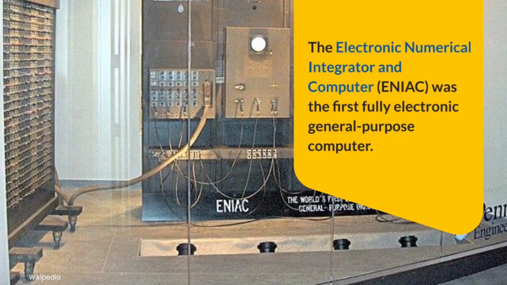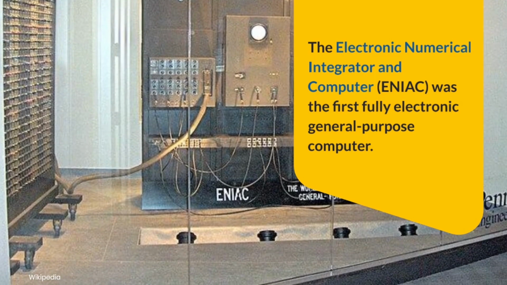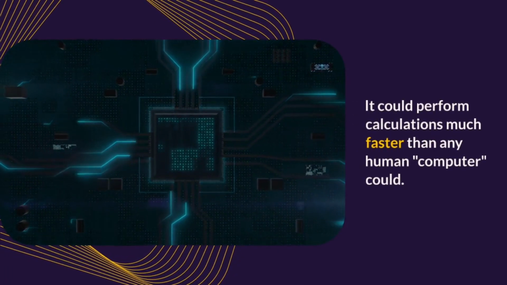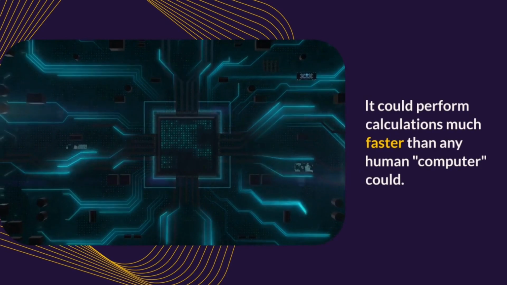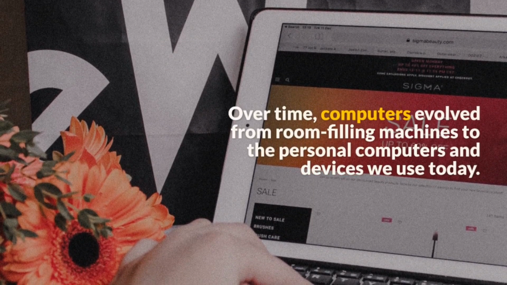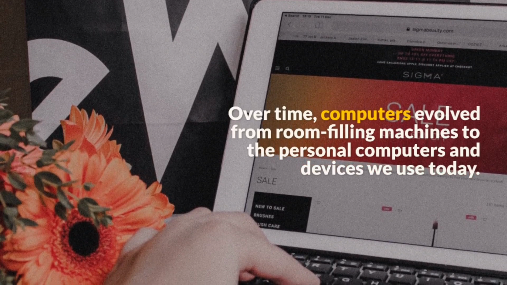The Electronic Numerical Integrator and Computer, ENIAC, was the first fully electronic general-purpose computer. It could perform calculations much faster than any human computer could. Over time, computers evolved from room-filling machines to the personal computers and devices we use today.